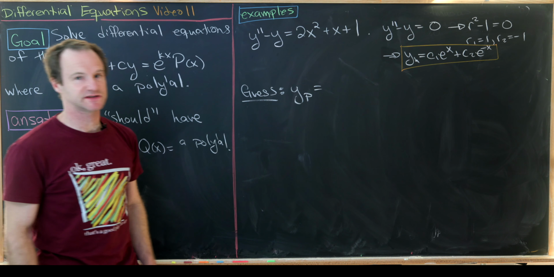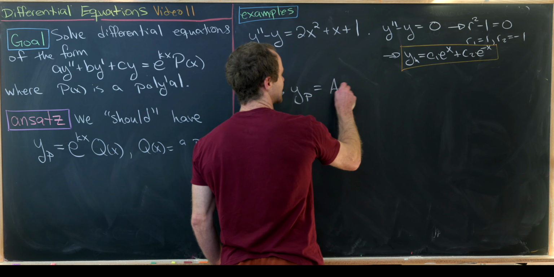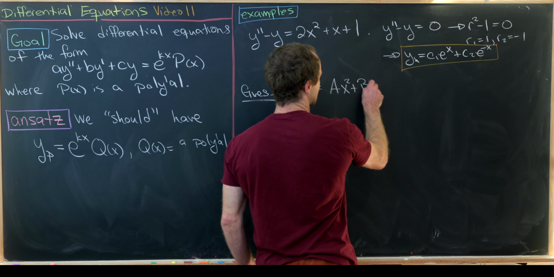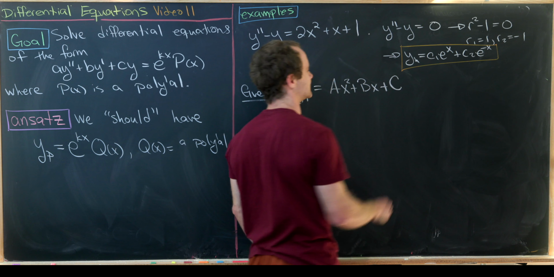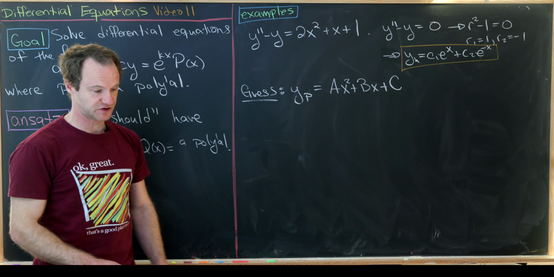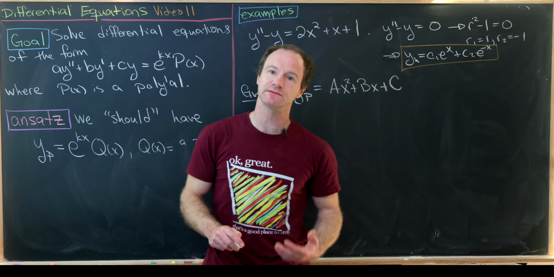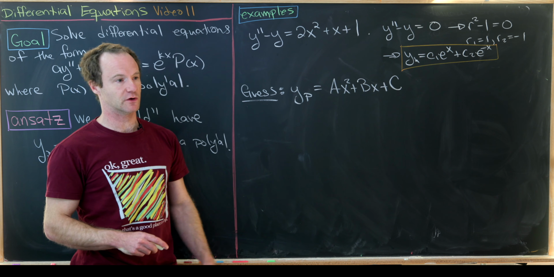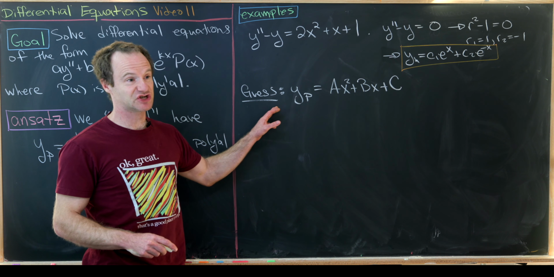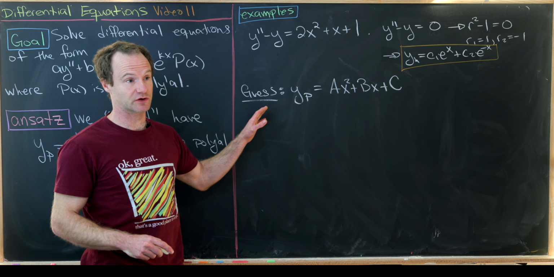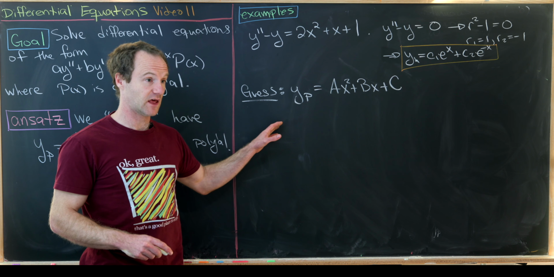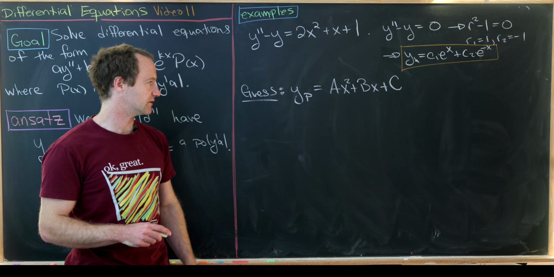So, a general second degree polynomial looks like capital A x squared plus capital B x plus capital C. We just don't know the coefficients yet. And in fact, this method that we're exploring here is sometimes called the method of undetermined coefficients, because we make this educated guess as to the general form, and then we solve for the resulting coefficients.